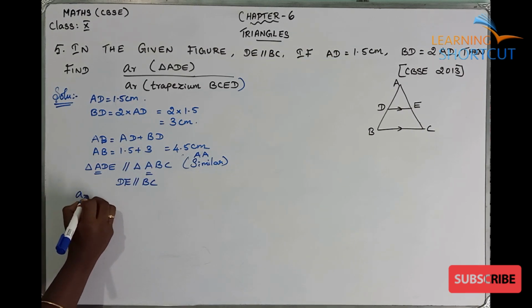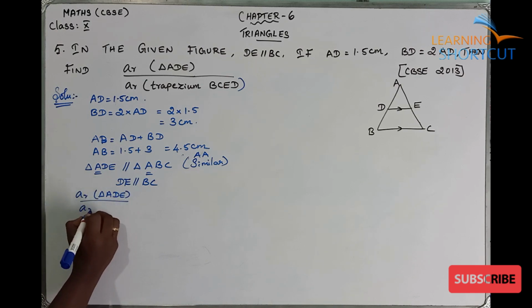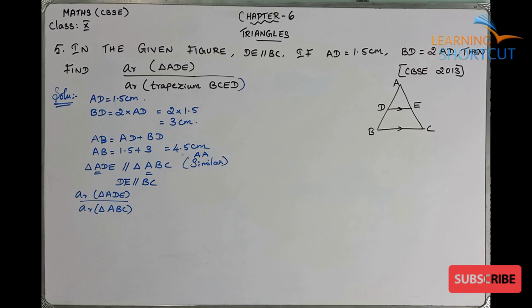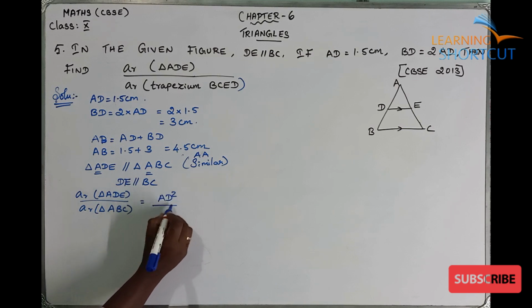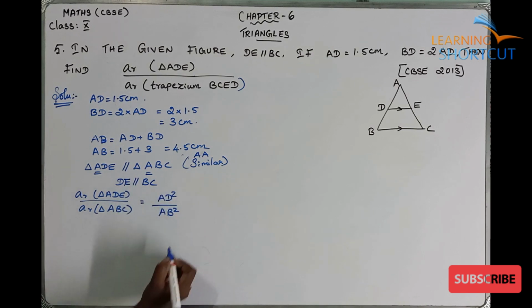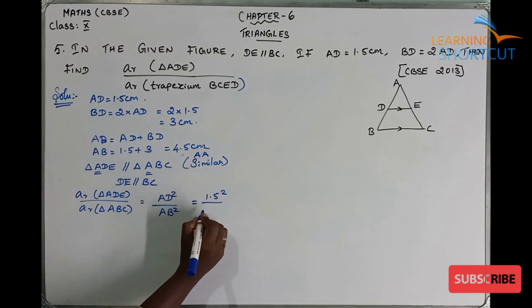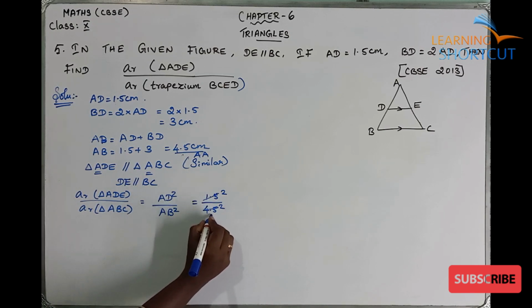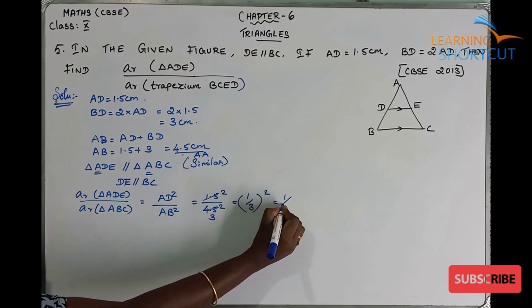So, area of triangle ADE divided by area of triangle ABC. Okay. So, we can get the value of this ratio as AD square divided by AB square. So what's the value of AD here? 1.5. So 1.5 square divided by, what's the value of AB? 4.5 centimeter. So 4.5 square. So while we are cutting this, we will get 3. So 1 by 3 the whole square. So we can write it as 1 by 9.